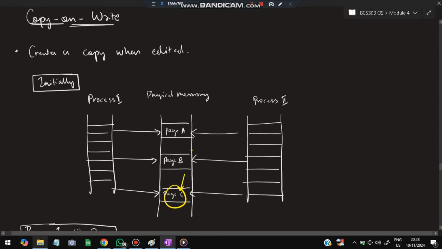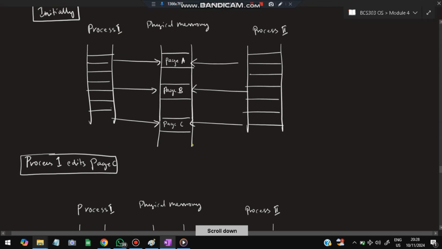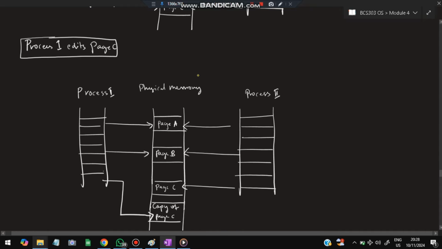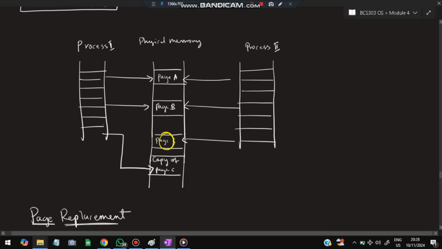page C and writes some other content here. It will not be written into this same page. Why? Because if it is written to the same page, process 2 will be able to see the edited content and not the original content. So a copy of page C will be created and the edit will happen there, and process 1 will be editing that.